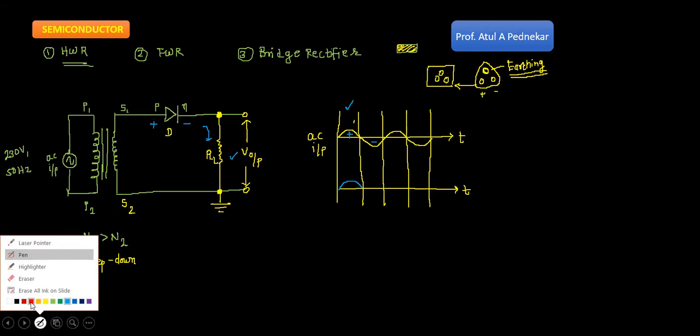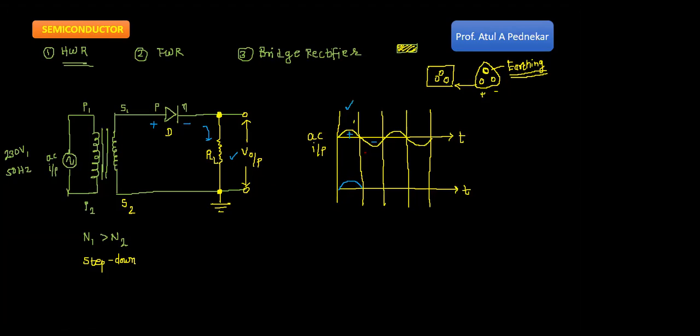Now let us discuss what will happen during the negative half cycle. During the negative half cycle, P becomes minus and N becomes plus. You know the characteristic of AC, right?